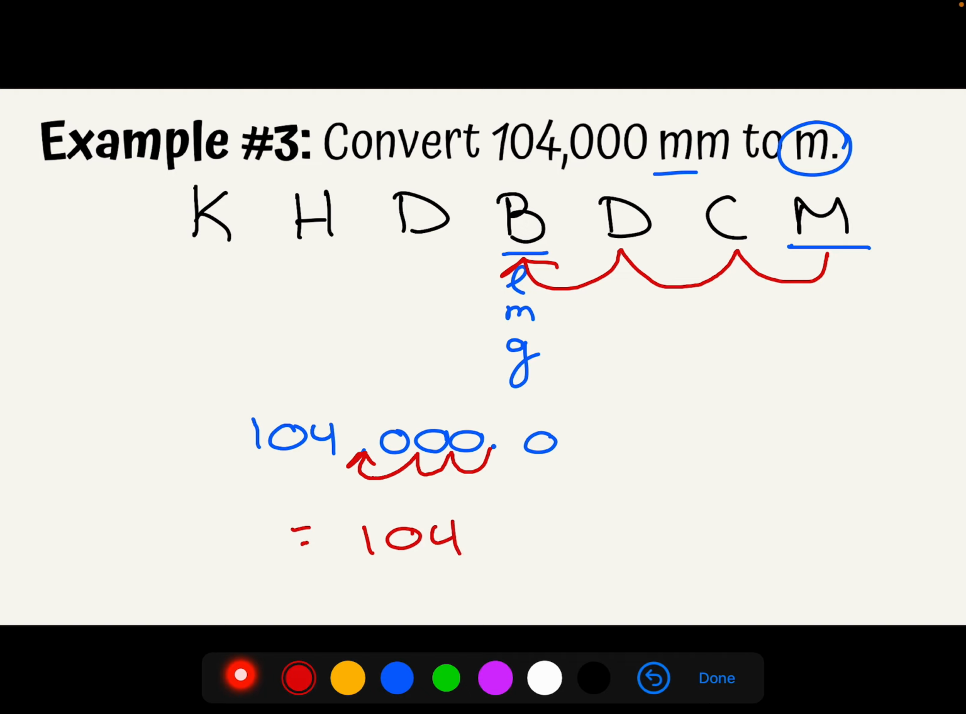And so 104,000 millimeters is the same as 104 meters. Or you could say 104.0, depending on how many significant figures you need to use.